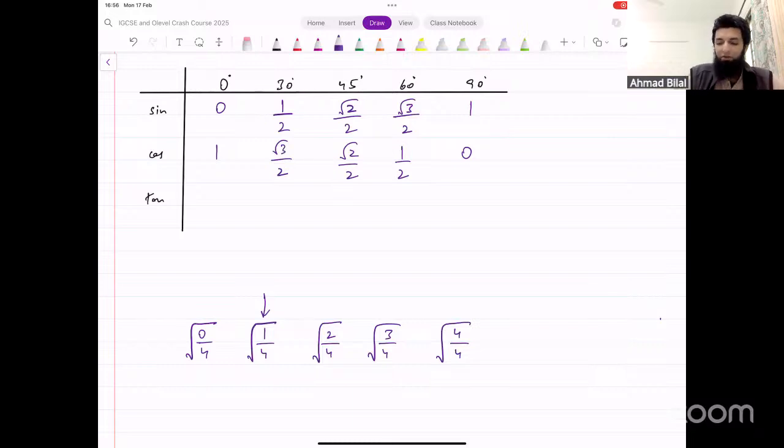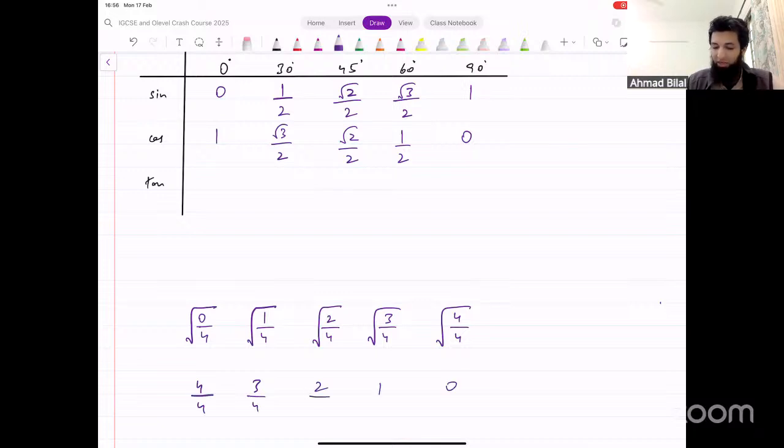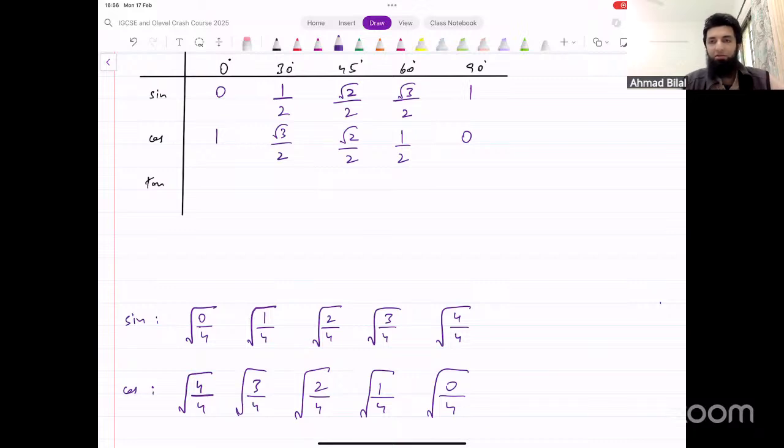Or you could figure them out again like this. You would write numbers 4, 3, 2, 1, 0 and divide each of them by 4. That will be for cos, right? So it's just the opposite of that. For sine, we are doing 0, 1, 2, 3, 4. For cos, we just do the opposite: 4, 3, 2, 1, 0. Divide all of them by 4, take square root, and you can write down the cos values. So they're just going to be the same values in the reverse order.